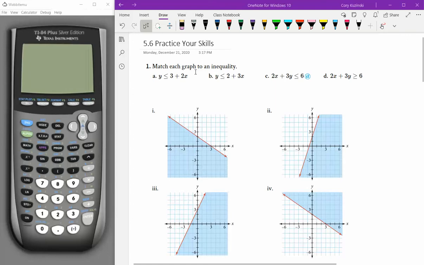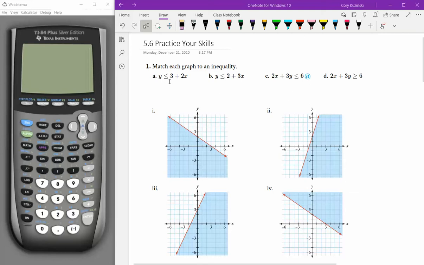Match each inequality to the graph, or the graph to the inequality. Well, there's a couple of things I could be looking for. They're all "or equal to," so they all have solid boundary lines. How about I look at the y-intercepts? Well, they have different y-intercepts. So let's just start right here.